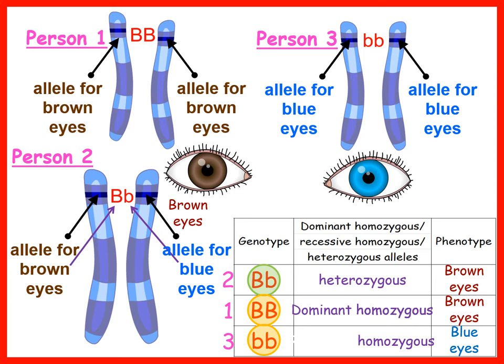And we know that because in the heterozygous, where the person has got one brown eye allele and one blue eye allele, they're expressing brown eye. So that's how we know the brown eye is dominant.